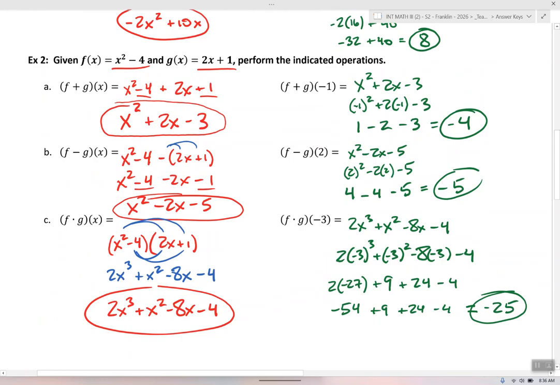So there we have it. Operations on functions, you can treat them just like numbers, add them together, subtract them, multiply them. Just use all the previous arithmetic skills you know to perform those operations, essentially combining like terms or using the distributive property before combining like terms.